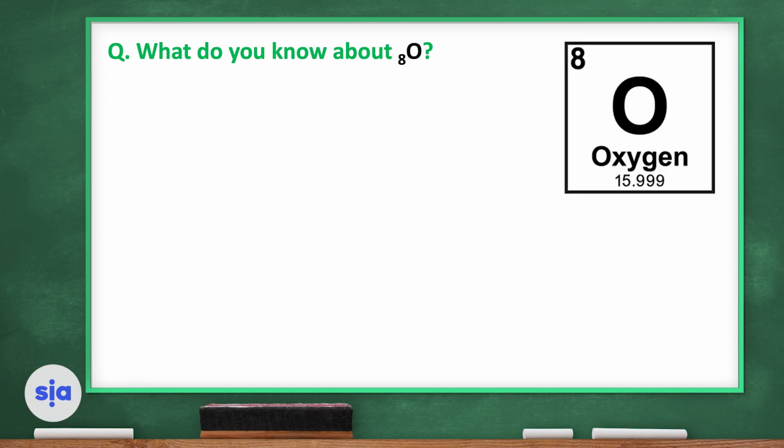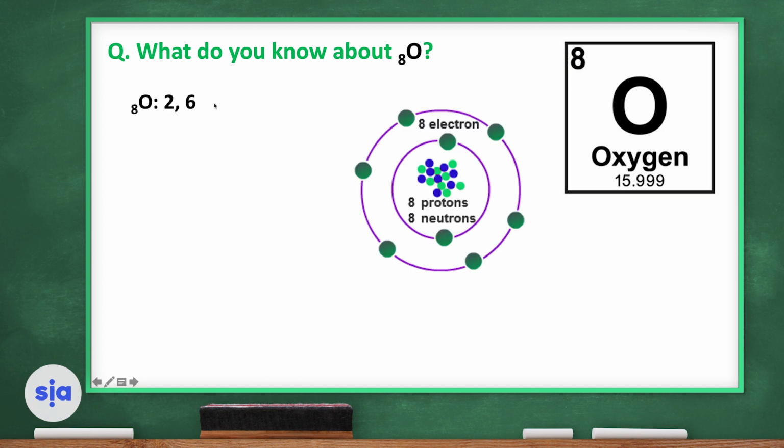Similarly, we can analyze oxygen. Now 8 represents what? Yes, 8 represents the atomic number. This means that oxygen has 8 protons in the nucleus. Electronic configuration, or in another word, the distribution of electrons in the orbits: 2 in the inner orbit and 6 in the outer orbit, total 8 electrons. And of course, oxygen is a non-metal, it's a gas.